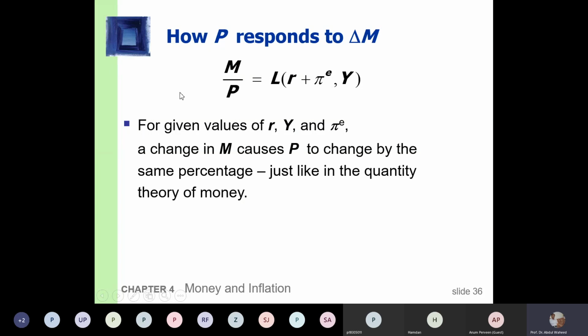So again, we can say that there is a direct relationship between money supply and price level, just as we discussed in the case of the quantity theory of money. Even if we introduce the real interest rate, this relationship holds: whenever there is a change in money supply, there will be a change in price in the same proportion.